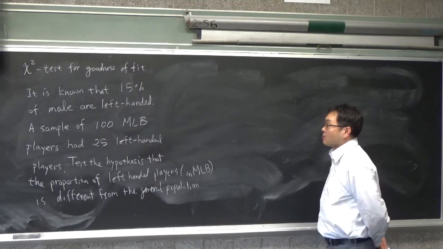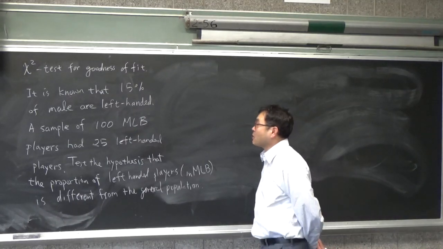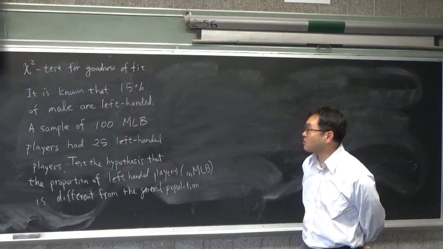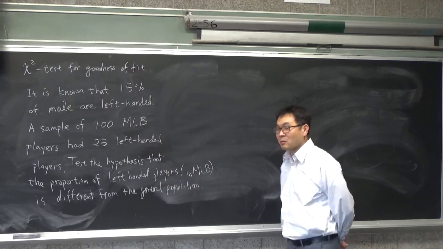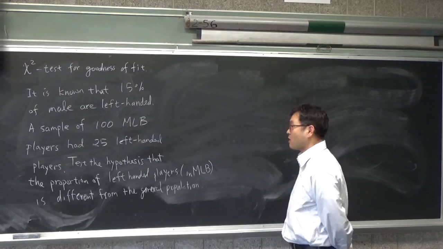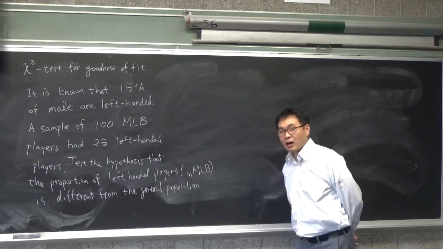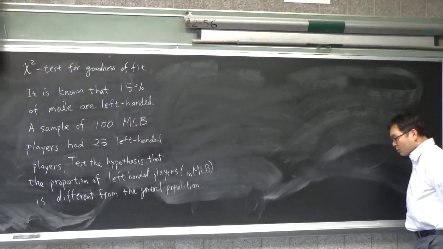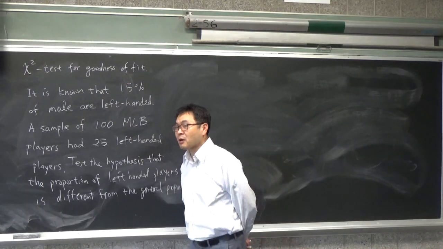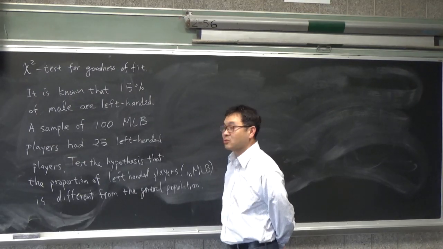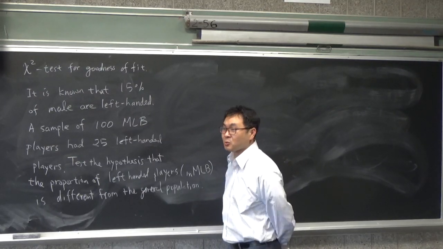So the general population, we know about 50% of male are left-handed, and then they bring in 100 random MLB players, and they find that 25 of them are left-handed. How do you test this? Well, we already know one way to test this, which is hypothesis testing of proportion. How do we do that?